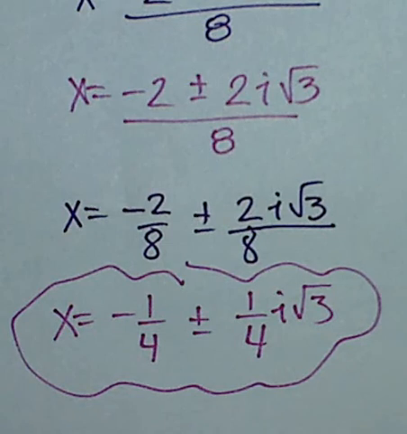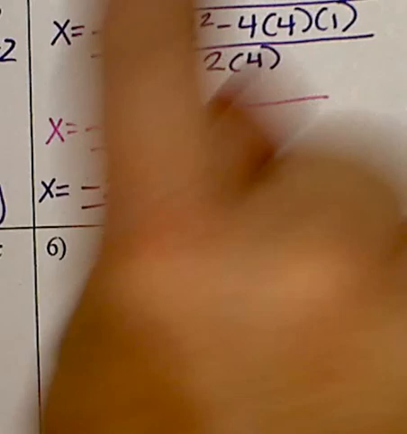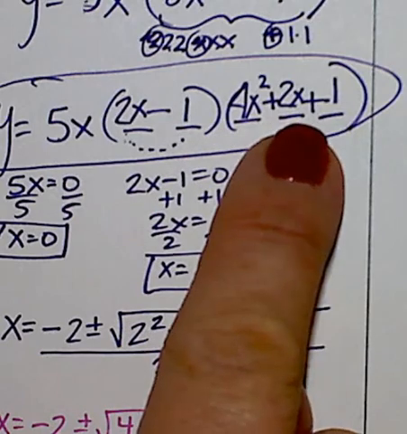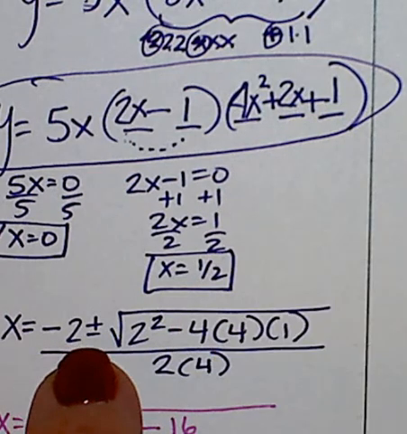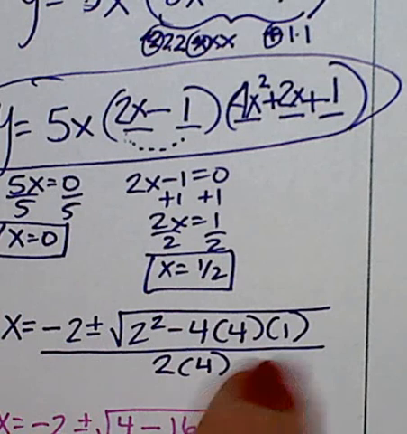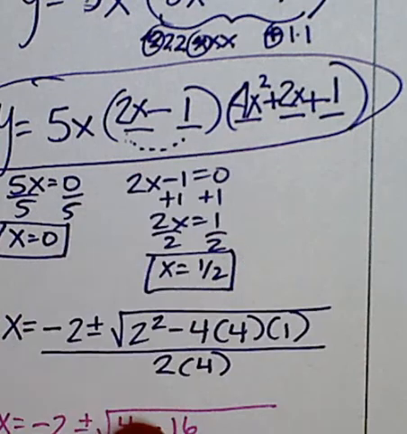Quick raise of hands. Would anybody like me to vocalize how I got this as a final answer? So I started with looking up here. My A is 4, my B is 2, and my C is 1. I plugged in again: negative B, plus or minus the square root of B squared minus 4AC all over 2A. So I inserted 4, 2, and 1 for A, B, and C respectively.